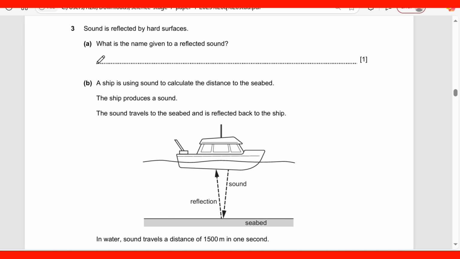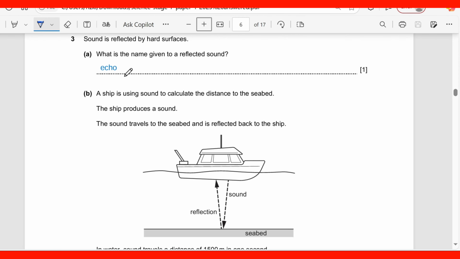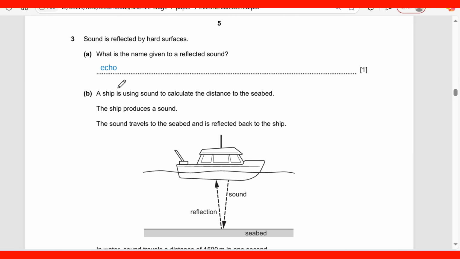So now we are in question 3. Sound is reflected by hard surfaces. A. What is the name given to a reflected sound? Let's check out the answer, guys. So the answer is echo. Next, let's move to 3B.